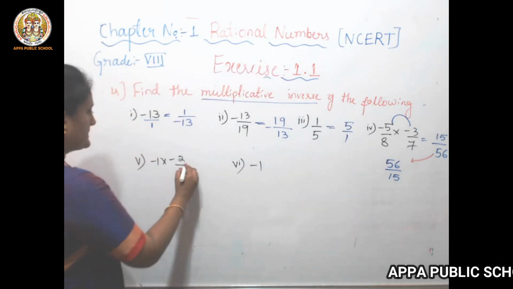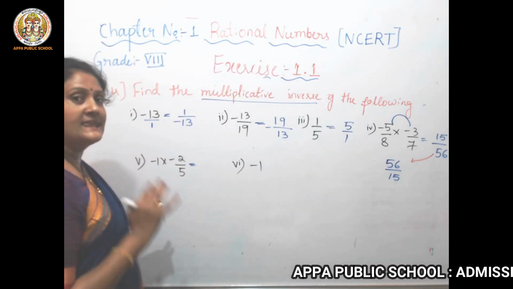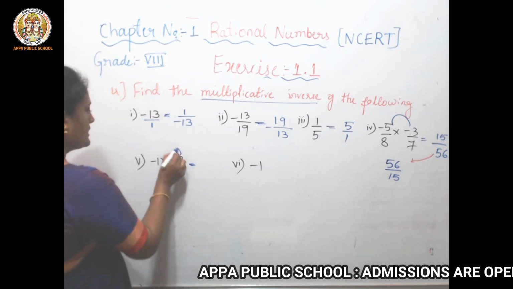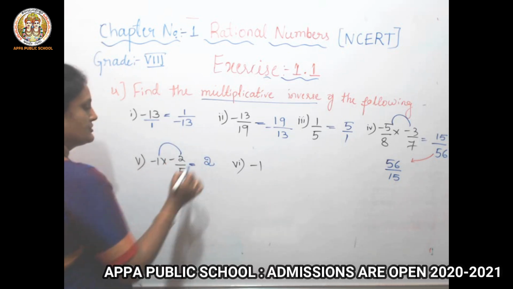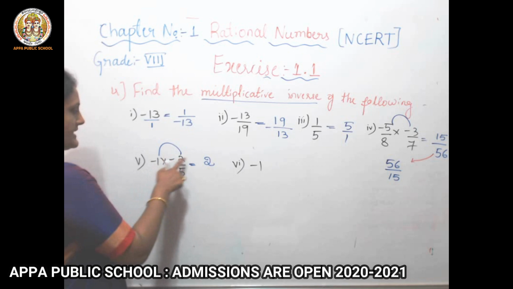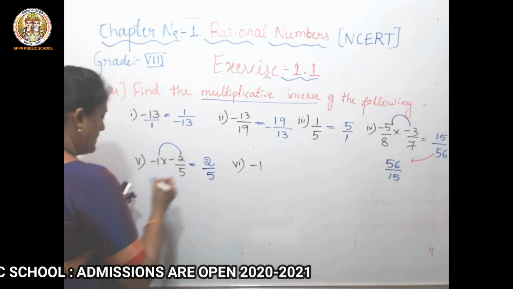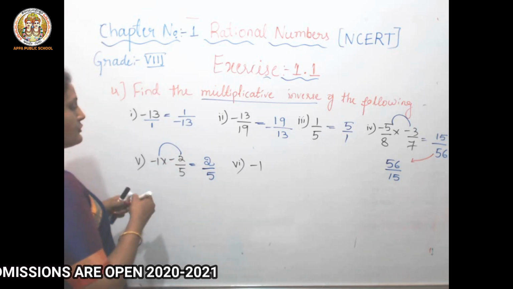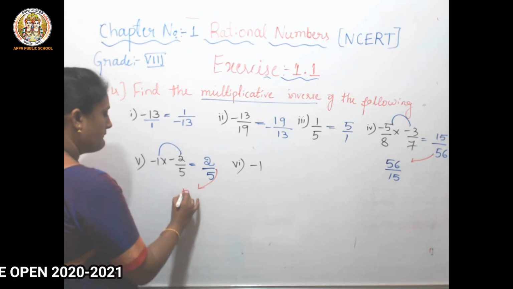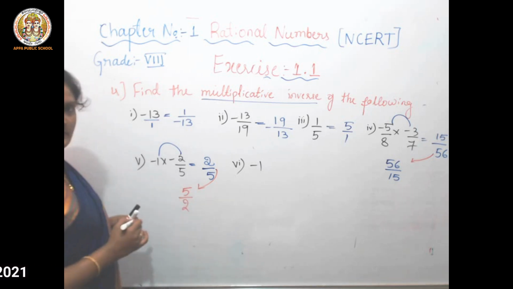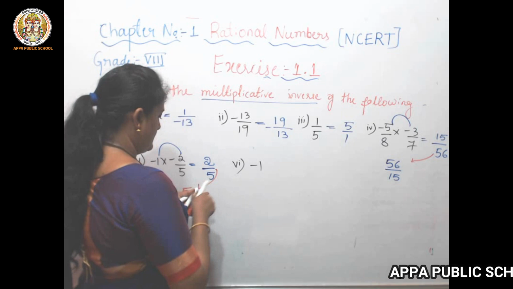Now next, here also first we will multiply, then we will write the reciprocal of this. 2 1s are 2. Minus into minus is plus. So 2 by 5. Now what is the multiplicative inverse of 2 by 5? That will be 5 by 2. Okay.